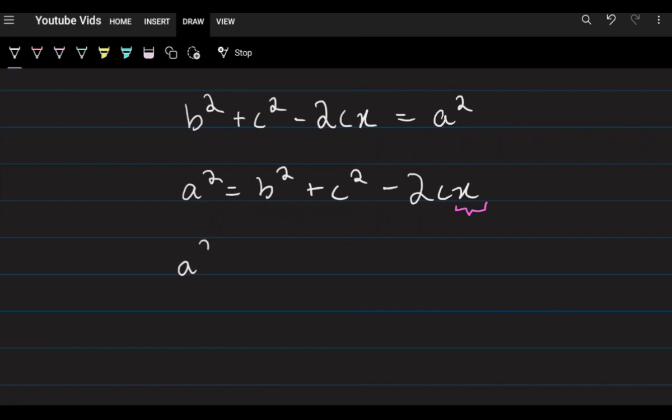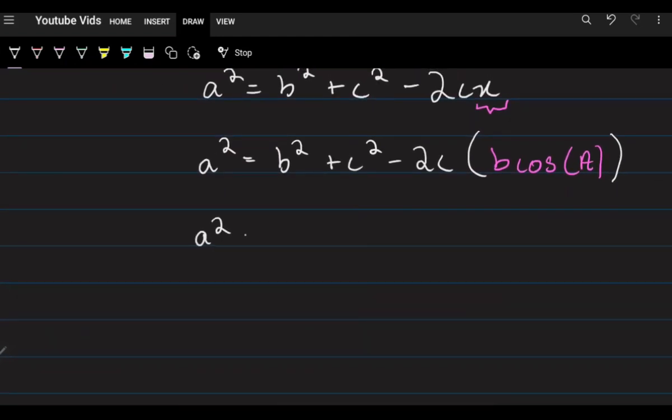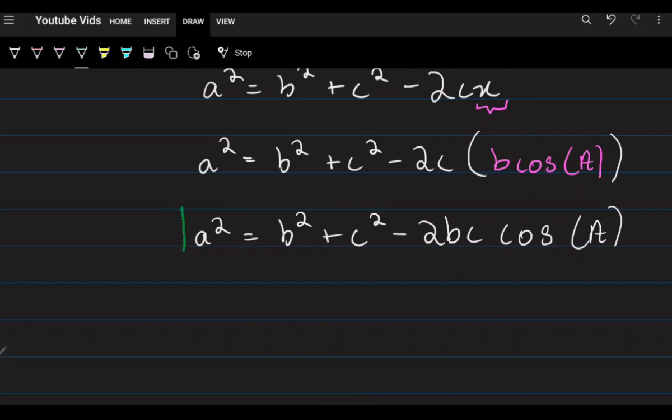So we found an expression for x, and let's just plug that back in here. So we get a square is equal to b square plus c square minus 2c brackets the expression for x, which was b cos a. And so when we multiply this out, we get a square is equal to b square plus c square minus 2bc cos a. And here we have proved the cosine rule.